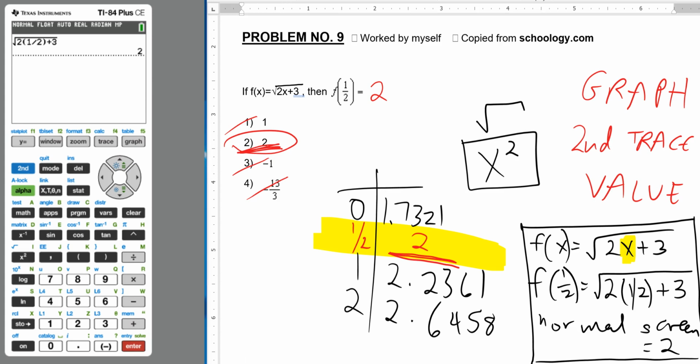Okay, so you pick whatever you're comfortable doing in order to find f of 1/2. And again, the only reason it didn't work is because our table of values goes by whole numbers. So you might realize when you have to find part of a number that either you'll use the table anyway and approximate, or you go to graph, calculate value, or you'll just do it this way in a normal screen.